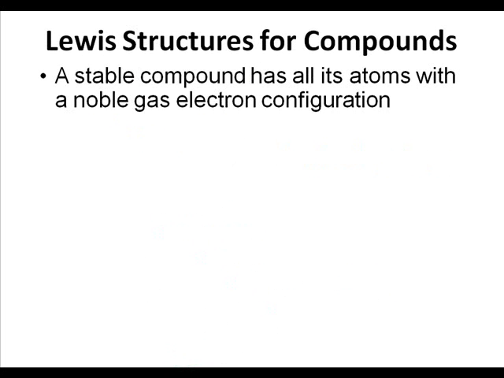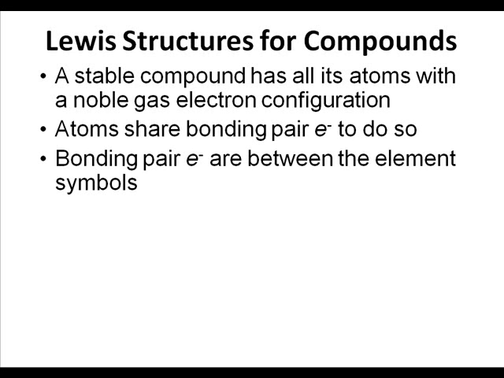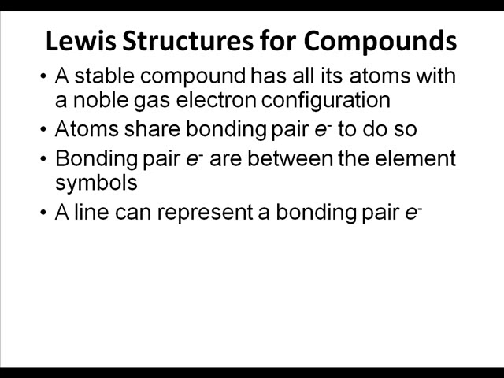How do we represent it for compounds? In order for a compound to form, all the atoms involved have to achieve the noble gas configuration. In other words, the outside valence shell has to be filled. Now, if atoms are going to share electrons, in order to do so, they'll form a covalent bond. We can show the shared pair of electrons by using a line.